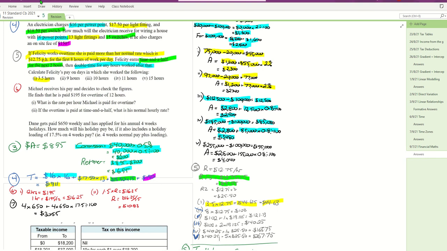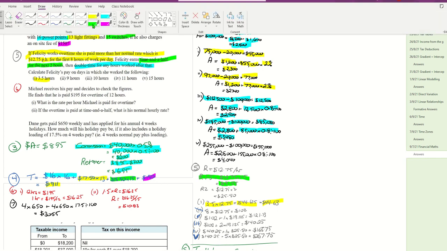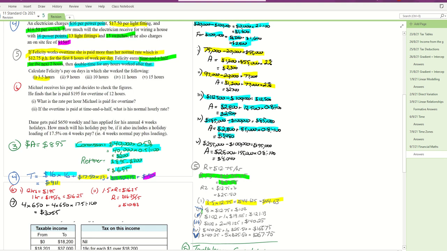For that second one I worked out 8 hours at $12.75, which is our maximum at our standard rate, and that's $102. So for 9 hours he gets paid $102 for 8 hours, and then 1 hour at 19.125, and that is $121.13 when I put it in my calculator.